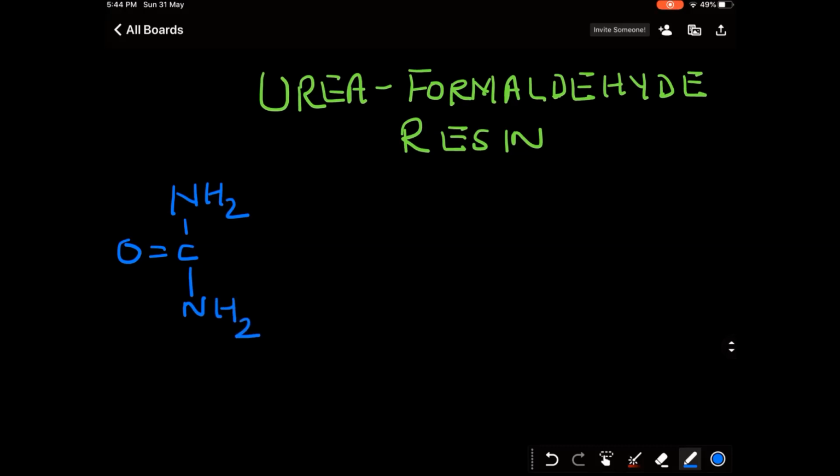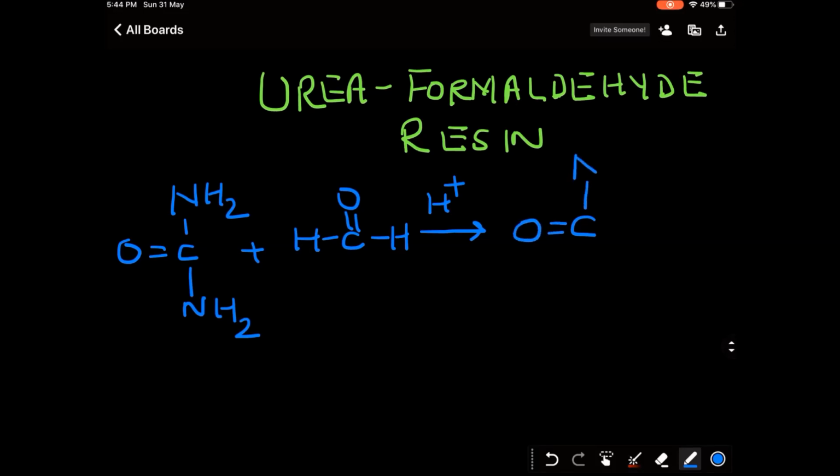The other substance is formaldehyde. The two combine under acidic conditions to form a compound C double bond O, NH, CH2OH, and the other part remains the same. So this is known as monomethylol urea.